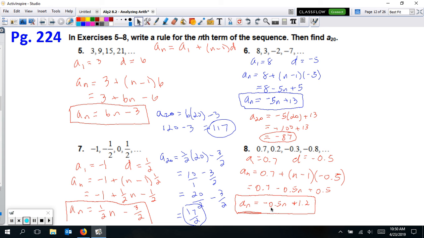That's the equation. And now the 20th term, plug in 20 again right there. So it's going to be negative 0.5 times 20. That will be negative 10. So we'll see negative 10 plus 1.2, and then just when you take 1.2 away from negative 10, we will get negative 8.8. So there's our 20th term on this one, negative 8.8.